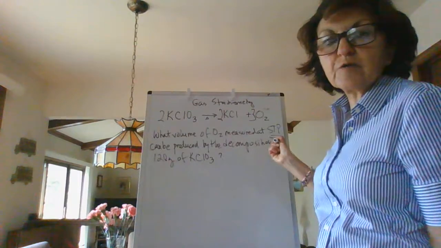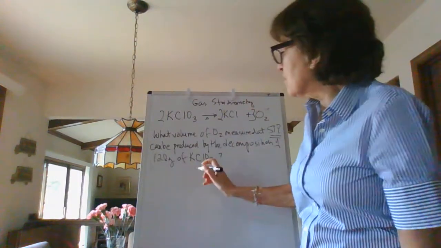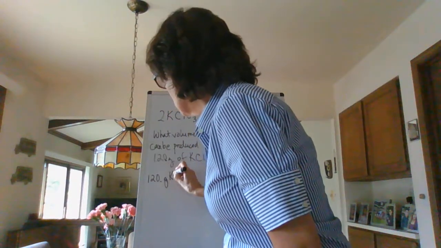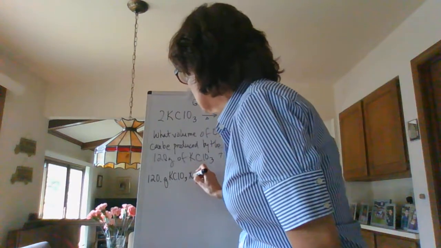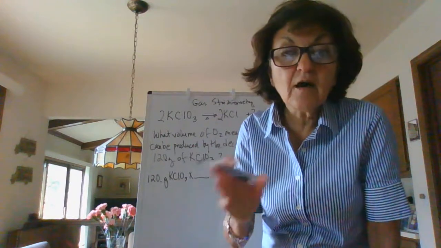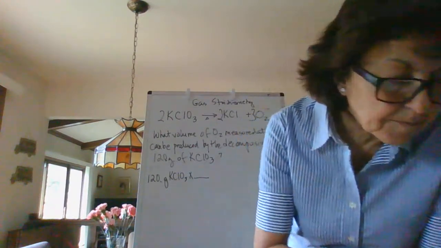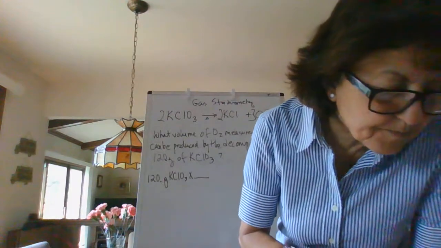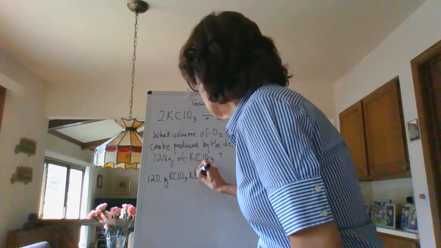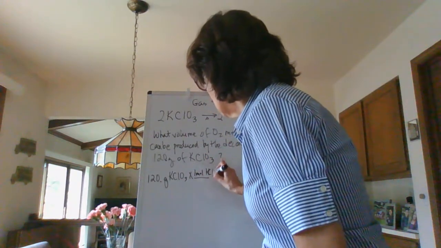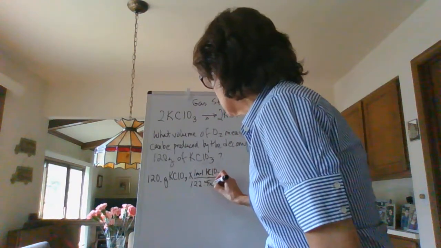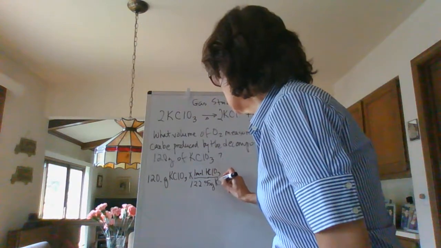with an STP twist. All right, so we're going to start off with our 120 grams of potassium chlorate. Obviously, the first step, if we're given grams, is to convert them to moles. So we need the molar mass of potassium chlorate. I have it written down over here as 122.55. I have a lot of sig figs. So 1 mole of KClO3 is 122.55 grams of potassium chlorate.